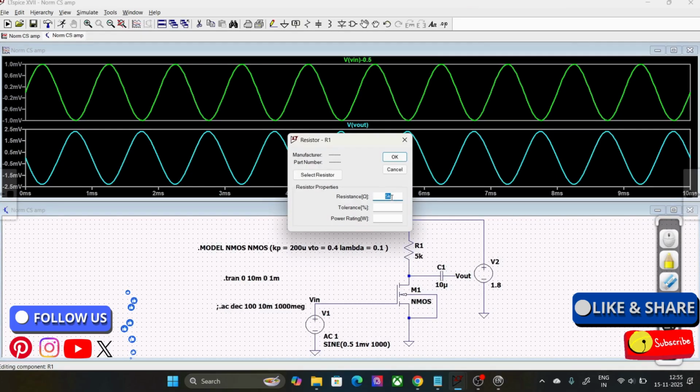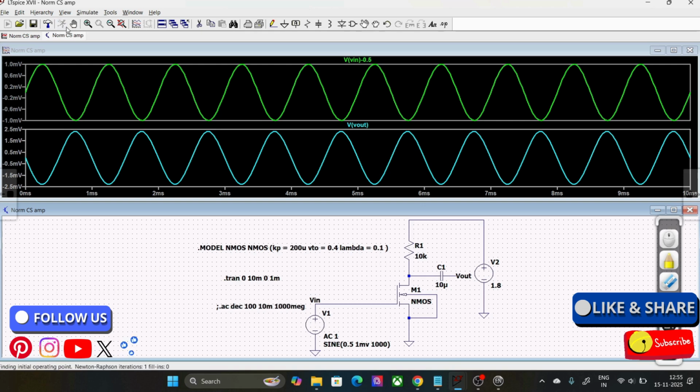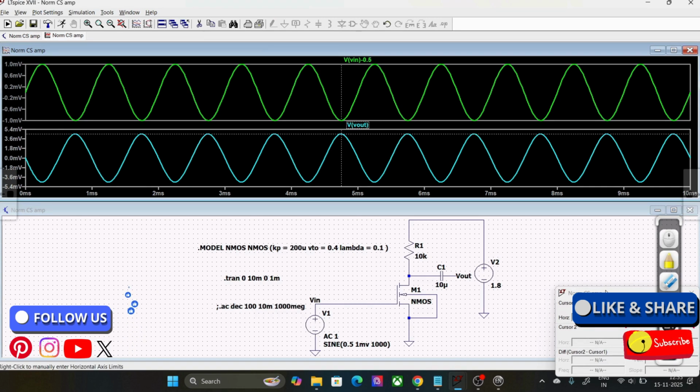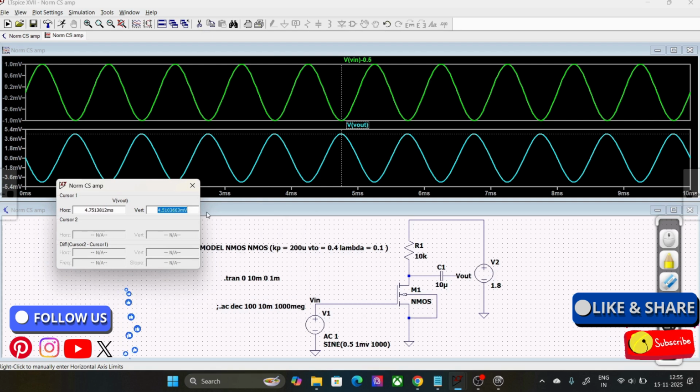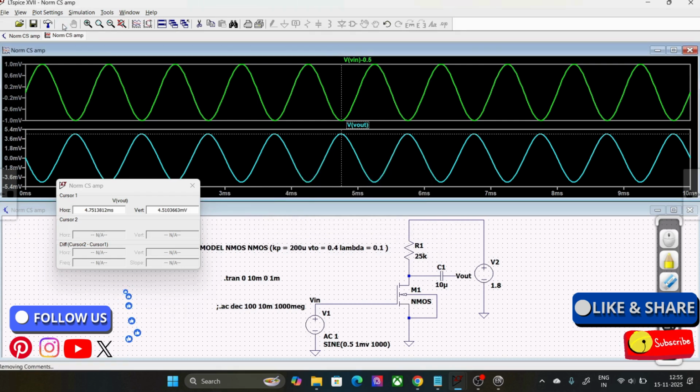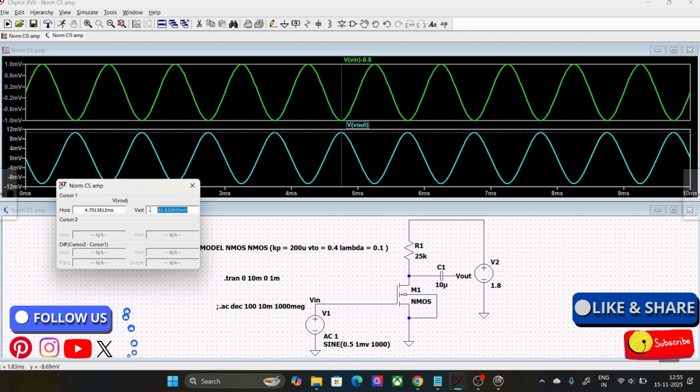So let me increase the RD from 5k to 10k, and let's run it. So yeah, the gain is almost 4.5, something like that. If I increase the RD value from 10k to 25k and run it, you see the gain also increased, to approximately 10. Earlier it was 5 and it increased to 10, almost 2 times of what it was previously.